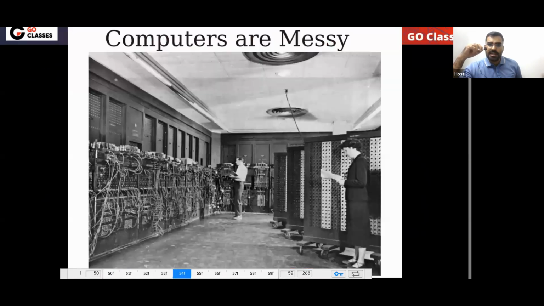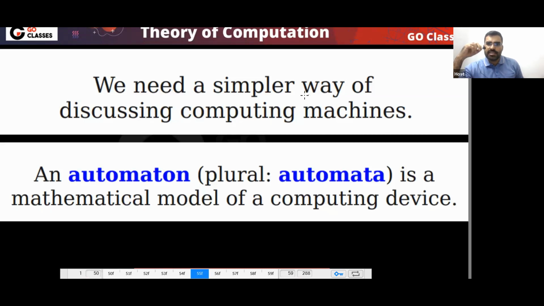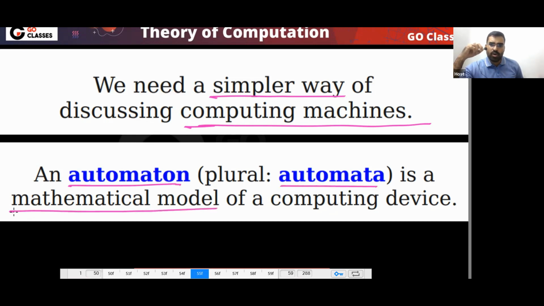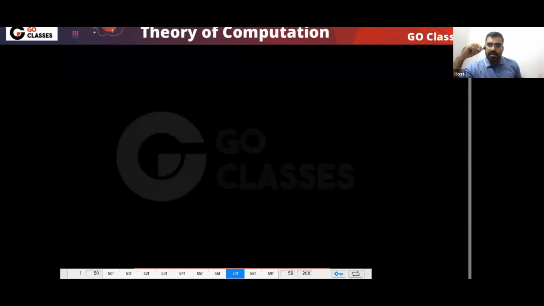Remember, computers are very messy. These computers we cannot study, so we need a simpler machine. If you want to discuss a computing machine, we need some simpler way, and that is automaton, or you can call it automata. This is a mathematical model of a computing device. Mathematical model means this is just a set of rules on paper, nothing else.